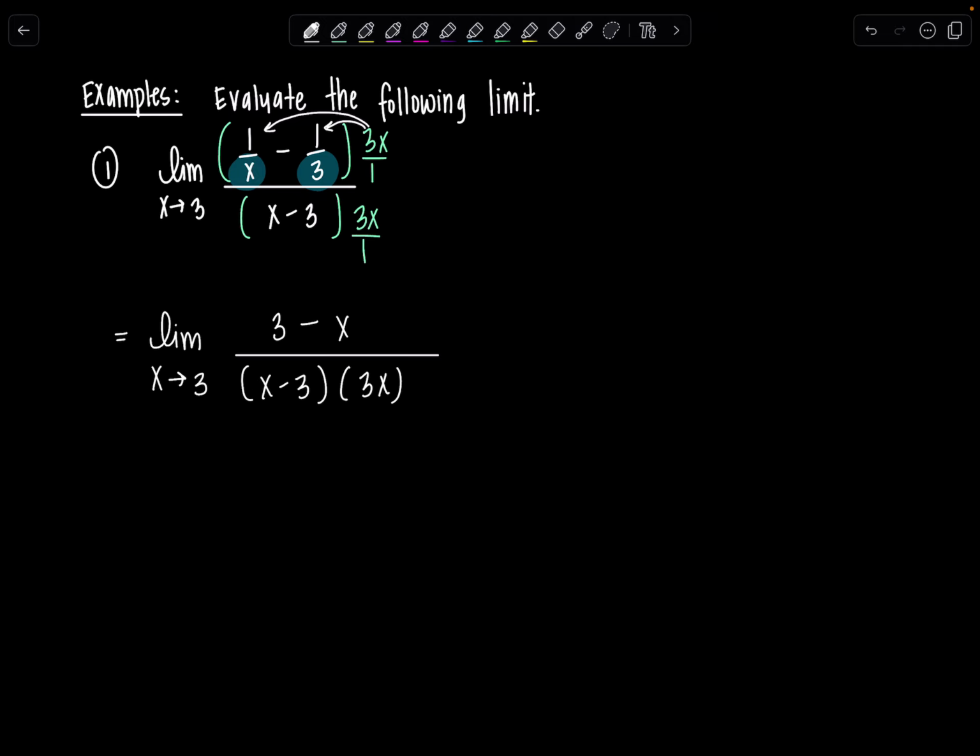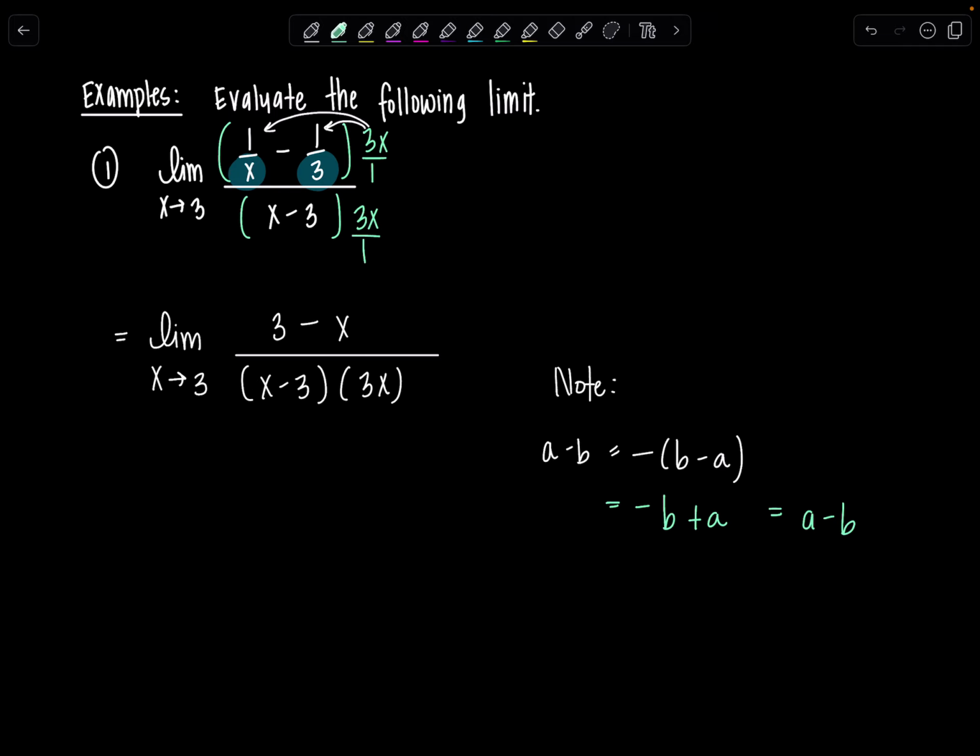3 minus x and x minus 3 can cancel, but I'm left with a -1. As a note, in case you forgot, a minus b equals negative b minus a. If you don't believe me, it's okay. Just distribute that negative on the right-hand side. That's negative b plus a. Isn't that the same as a minus b?